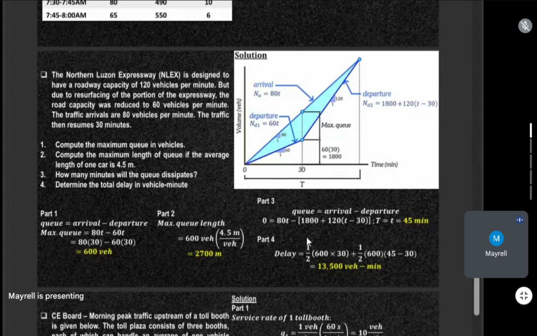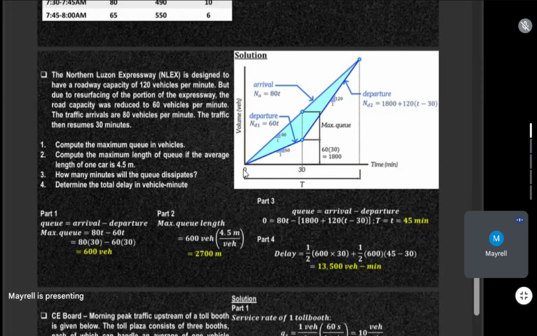Okay, so you have 1,800 plus 120 times the time minus 30. So the time is 45 minutes. So that's when the queue dissipates, so after 45 minutes. So that's the graph. So it's good here.